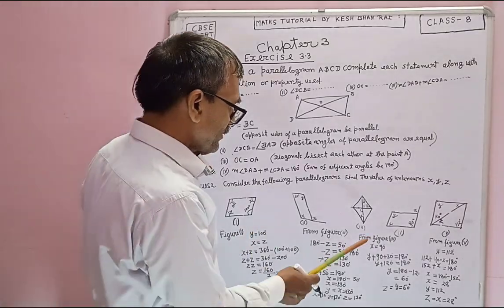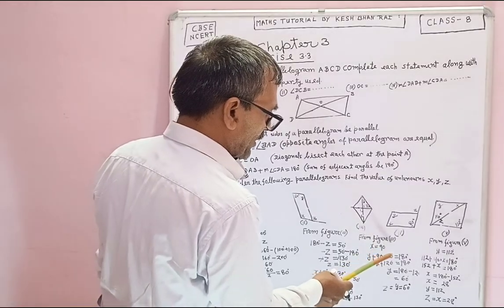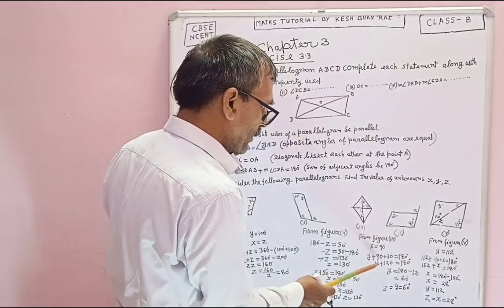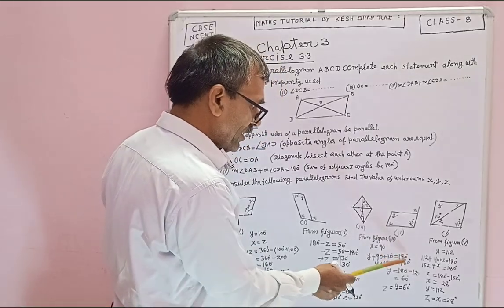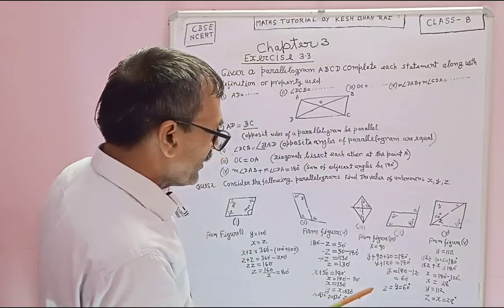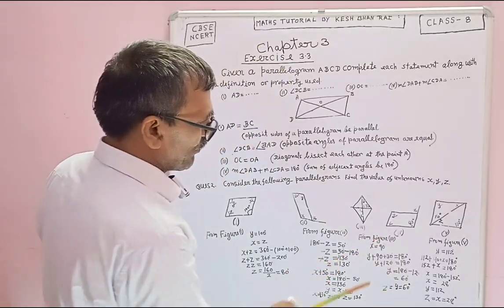From the third figure, x is equal to 90, so y plus 90 plus 30 is equal to 180. Therefore, y plus 120 is equal to 180, y is equal to 180 minus 120, that is 60. So z is equal to y is equal to 60 and x is equal to 90.